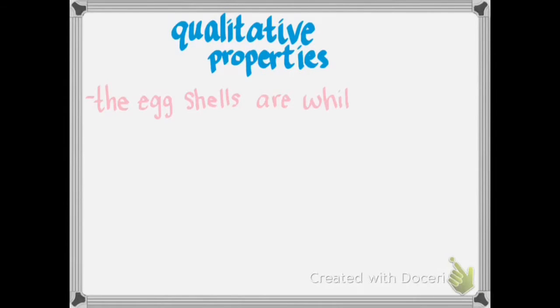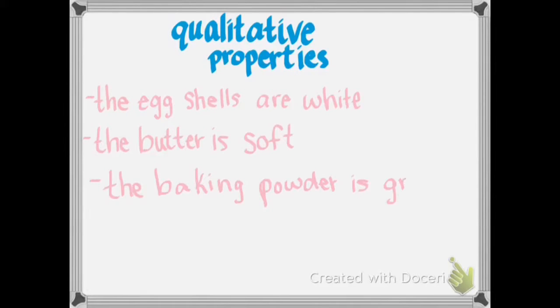Qualitative properties deal with descriptions and data that can be observed but not measured, including textures, colors, smells, tastes, etc. In our ingredients, we observe that the eggshells are white, the butter is soft, baking powder is gritty, and vanilla extract smells sweet, but it tastes bitter.